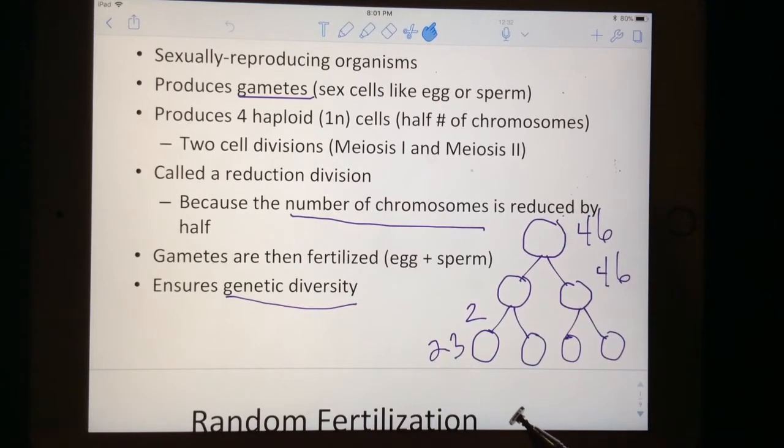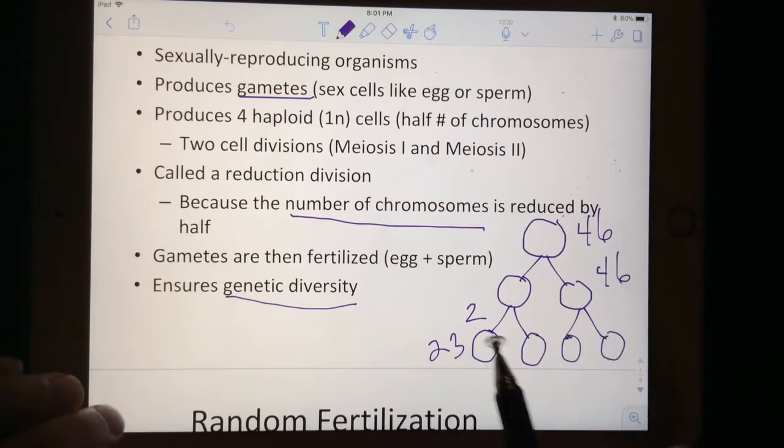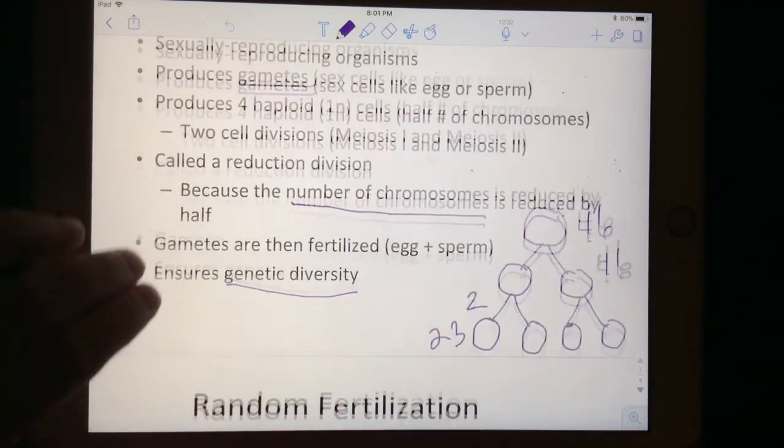Now the way you end up with 23 is that there's no such thing as interphase part 2. We don't want to copy the DNA again at this point because that would bring us right back to 46. So instead we skip interphase 2. There's no such thing. And then we just move right on to dividing again. So this would be our haploid number.